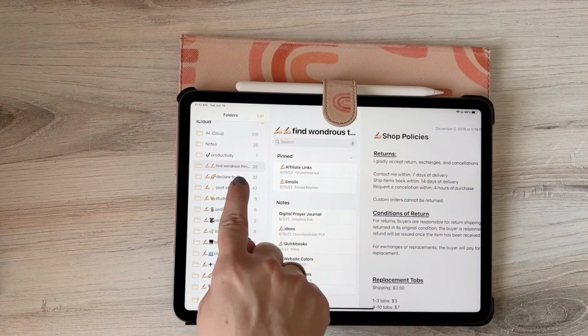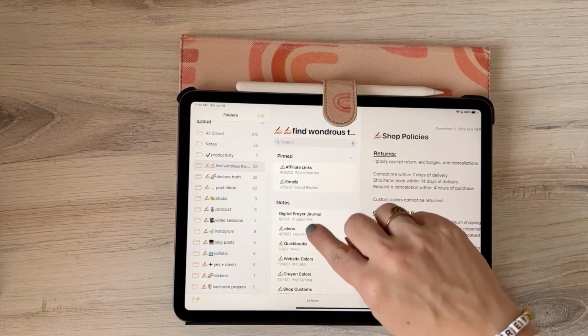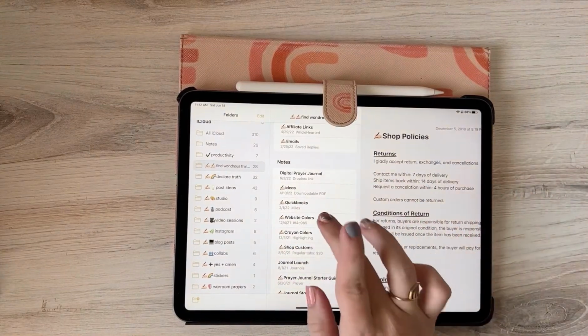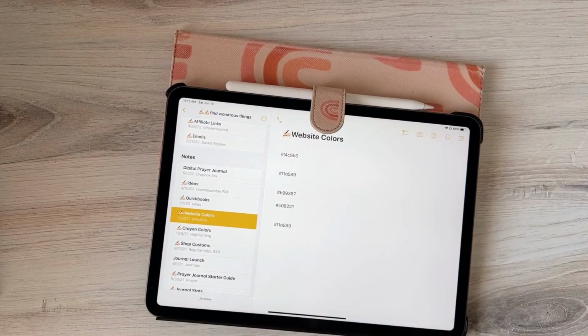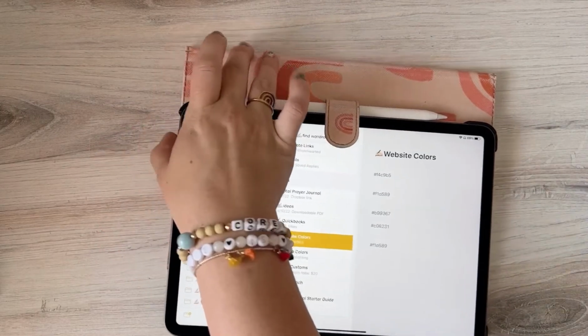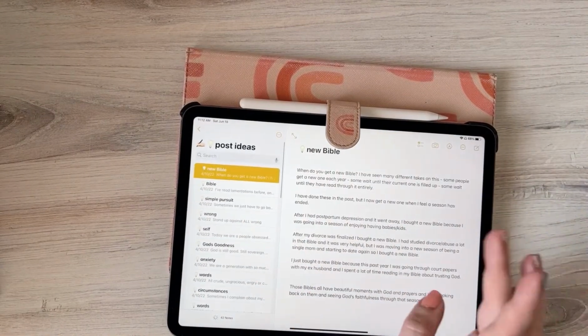And then the next one, again, I just do the same little thing. And then the way I organize all of these, so let's say website colors. All right, website colors, and I put that little symbol so that I know. These are post ideas. So a lot of this is just journaling.